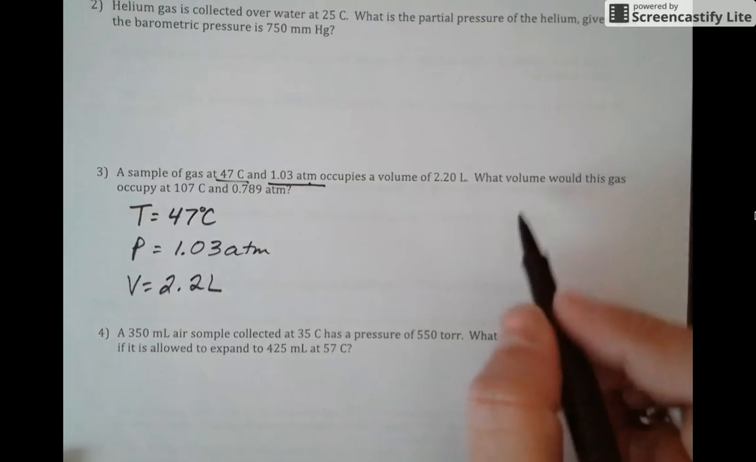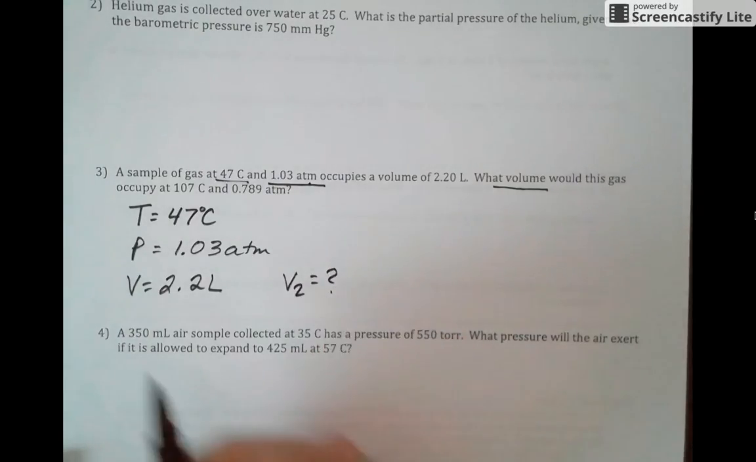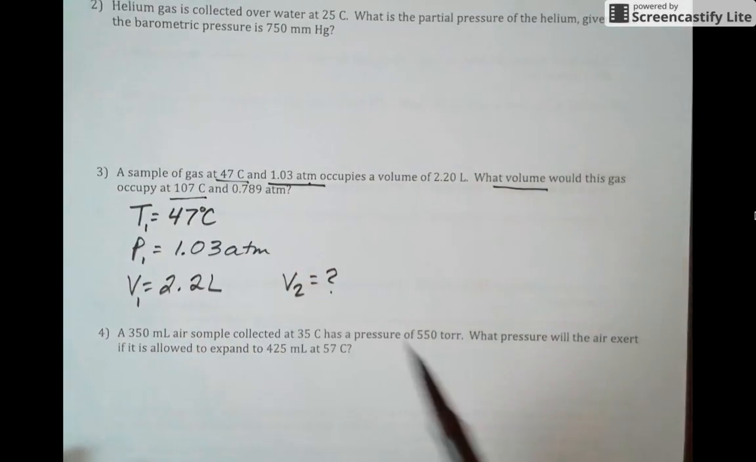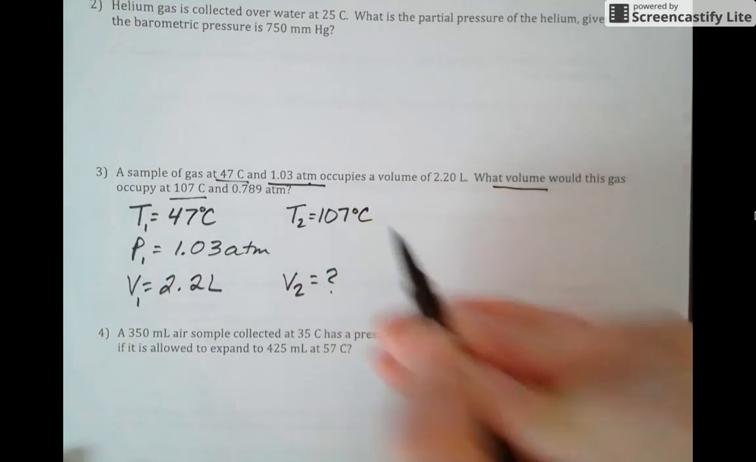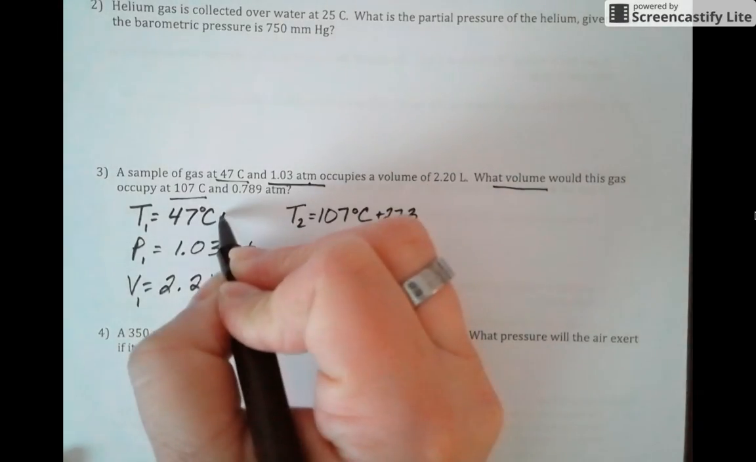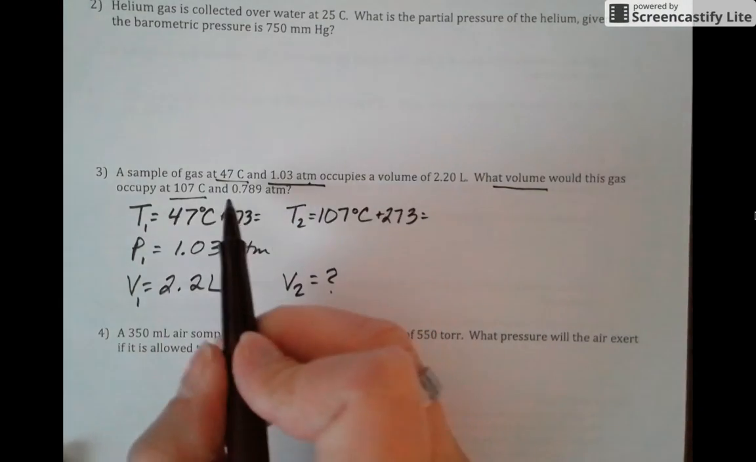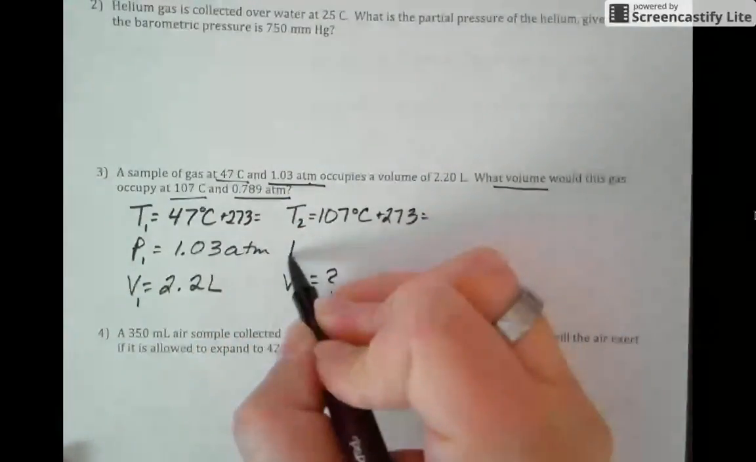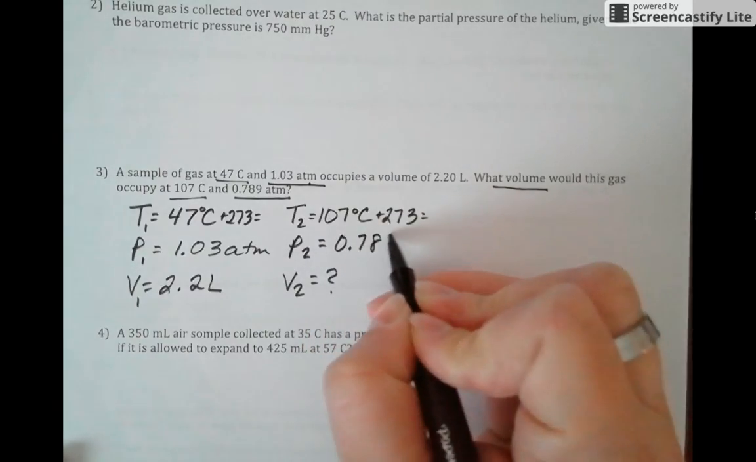What volume? So they're asking for a new volume. So that must be volume 2. So this must be volume 1, pressure 1, temperature 1. Would this gas occupy at 107 degrees Celsius? So that must be temperature 2. What should we add to Celsius to get it to Kelvin? 273. That's on your note card if you don't remember or need to figure it out. And at that degree, the pressure is 0.789. So that is pressure 2, 0.789 atmospheres.